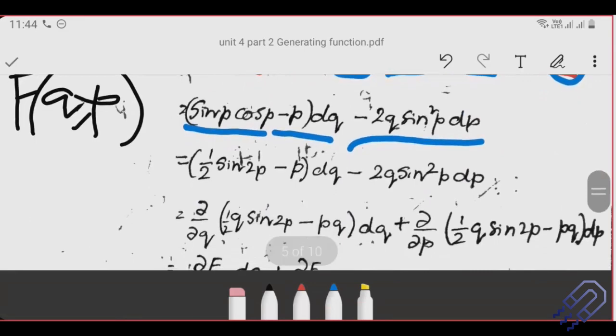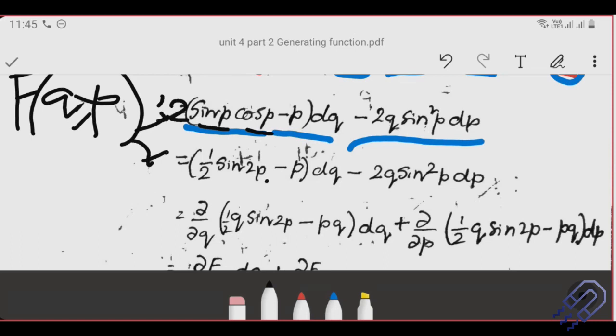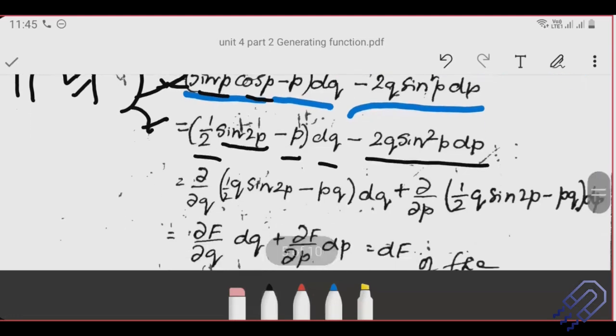So what we can do now is to know whether it's an exact differential or not. We can just play around a bit. First thing is this: this is sine of p cos of p. If I just multiply it with 2 and divide it by 2, we can simply write it down as sine of 2p. So I can write it down as sine of 2p into half, minus of p dq minus 2q sine square p dp. That remains the same. Now, this is the tricky part. What we can do is, can we write down this equation in this form?